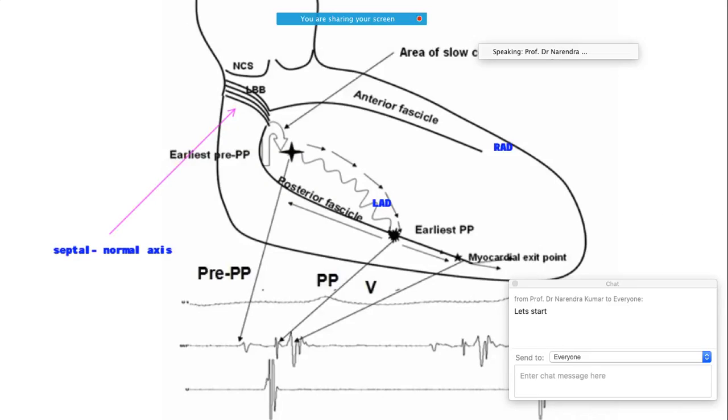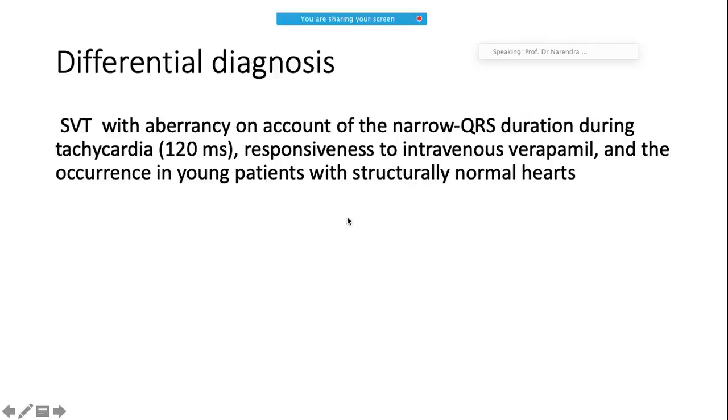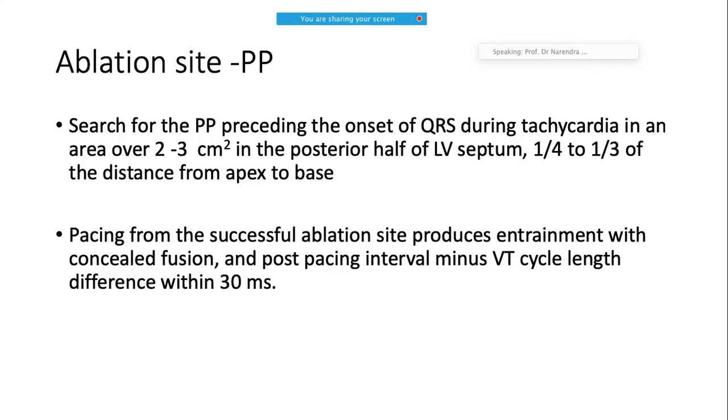Okay. So, about the differential diagnosis, as I said, this is more of a narrow QRS tachycardia. So, in a narrow QRS tachycardia, what else do you see? For example, SVT, supraventricular tachycardia, with aberrancy, okay? And yes, if it is responsive to intravenous verapamil, that will be an important differential diagnosis, right? A lot of times you may see AVRTs in young patients, which may sometimes respond, of course, to the calcium channel blocker as well. So that is an important differential diagnosis, which you all should keep in mind whenever we come across a patient like this.